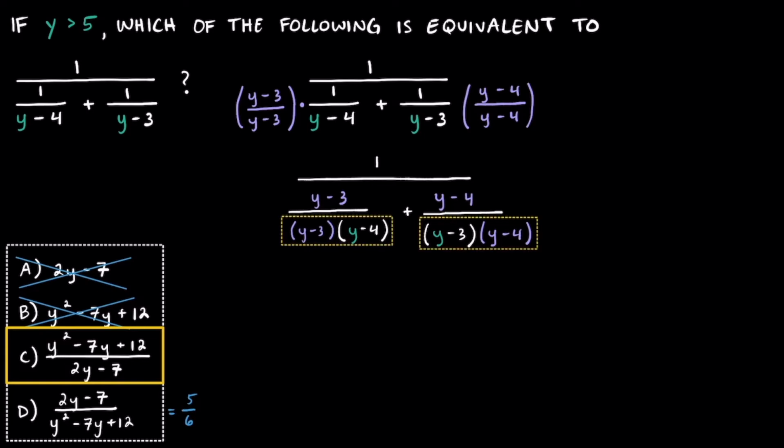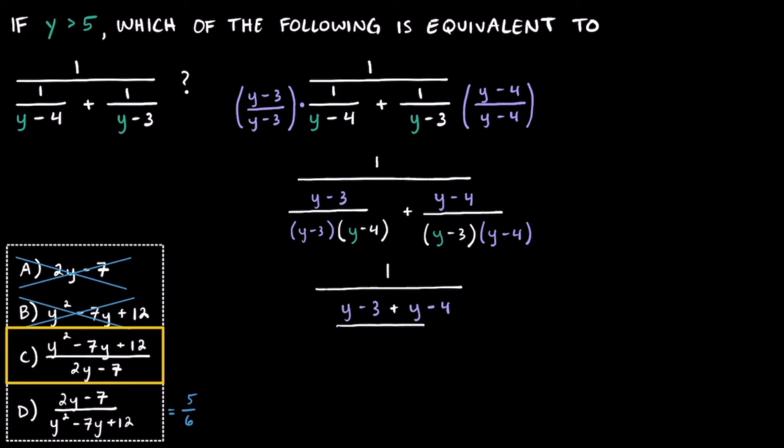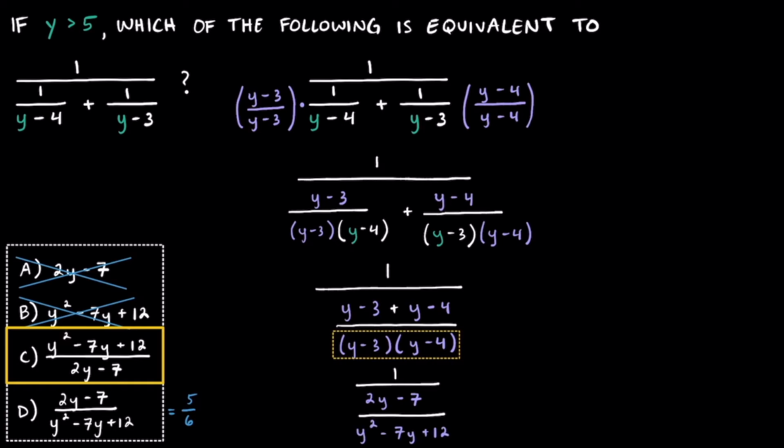Just like we planned, they have common denominators. Since the bottom fractions have common denominators, we can add them together to write one fraction. This is what we're going to get. Combining like terms for the numerator, we're going to get 2y minus 7, and foiling out the denominator, or distributing, we're going to get y squared minus 7y plus 12.